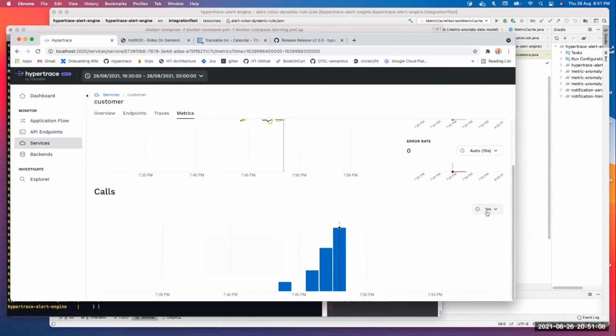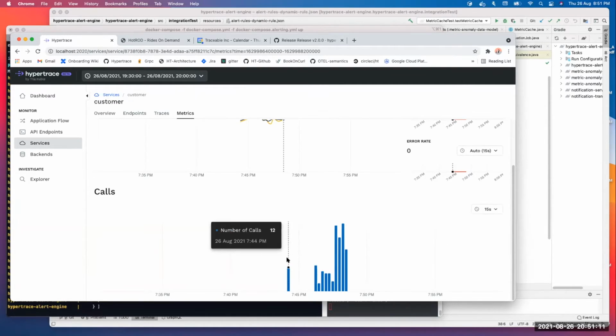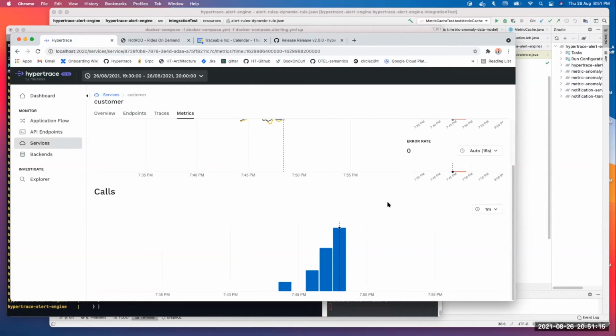If you look at some other granularity, let's say 15 seconds, you will see smaller buckets, right? But if I look at a granularity of 1 minute, because I have configured a rule at 1 minute granularity, the values are now clubbed and the bars are wider. So at 7:44, the value was 12. Then the value was 27, 56, 82.